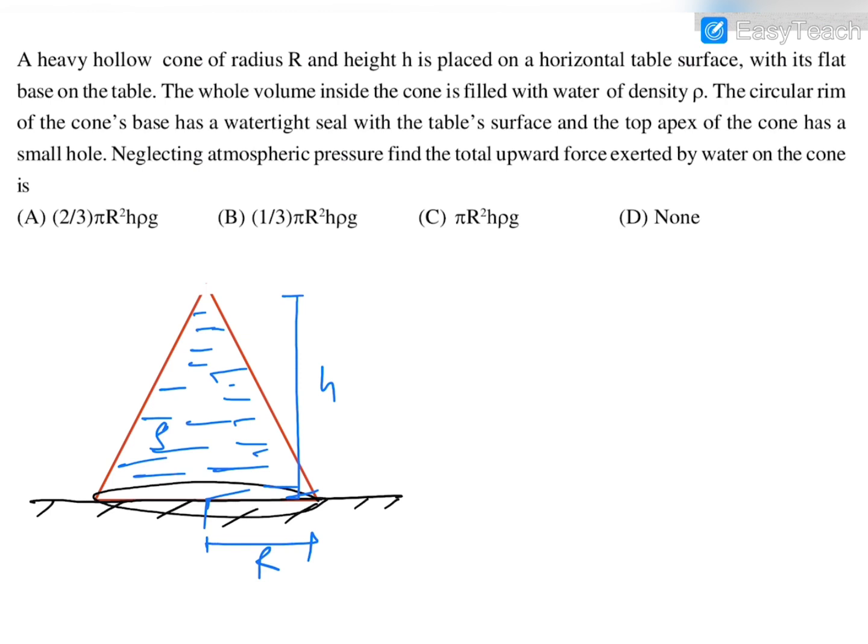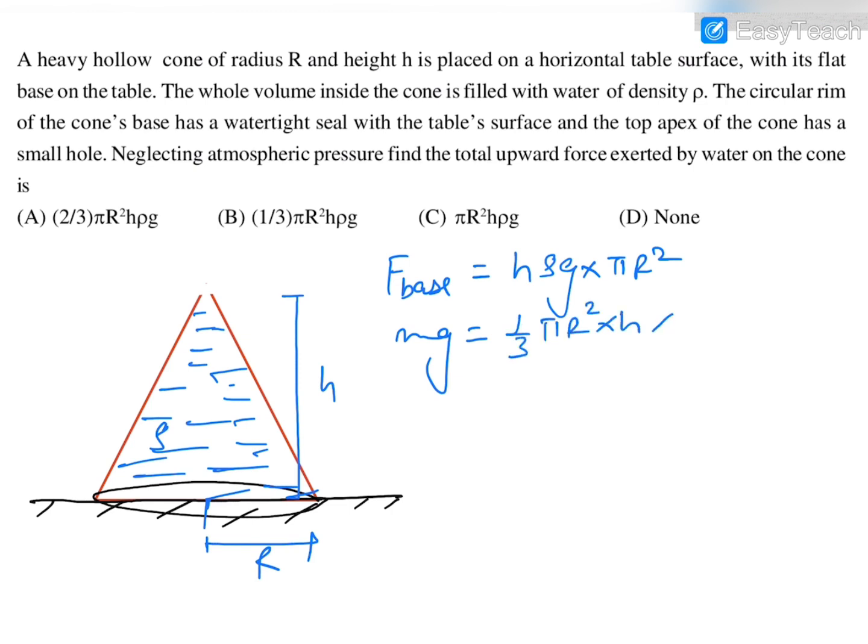So if we see the scenario, then we can say that the force exerted at the base of the vessel will be h rho g into the area of the base, which is pi r square, and the mg of the cone will be equal to the volume of the cone, which is 1 by 3 pi r square h, into g. And we know that the liquid will be applying some force in this direction on the cone, and it would be giving some reaction, and this reaction will be adding up with mg to increase the force on the base.